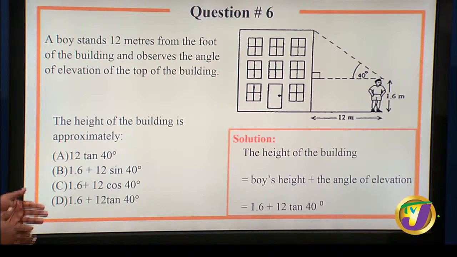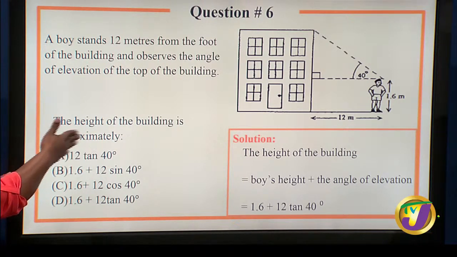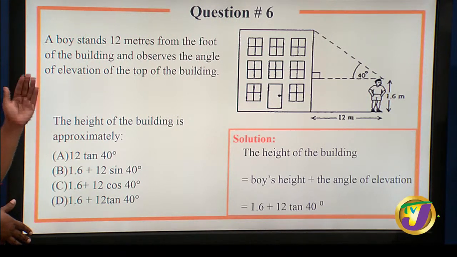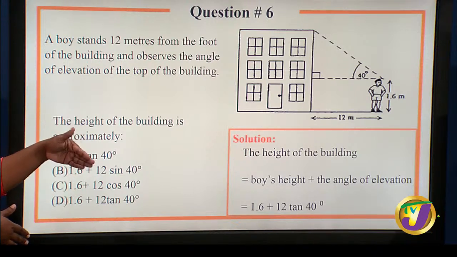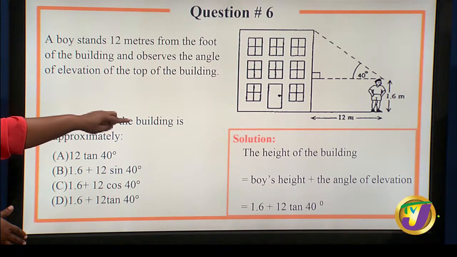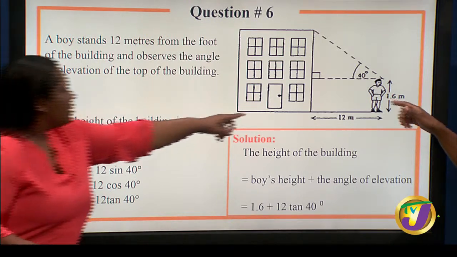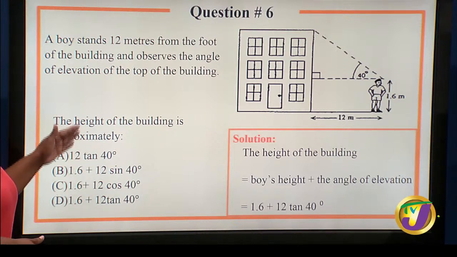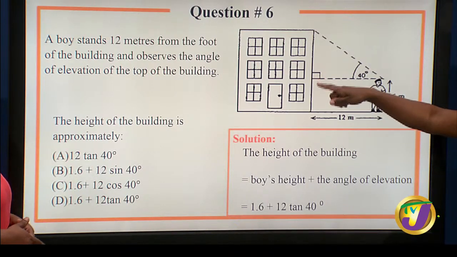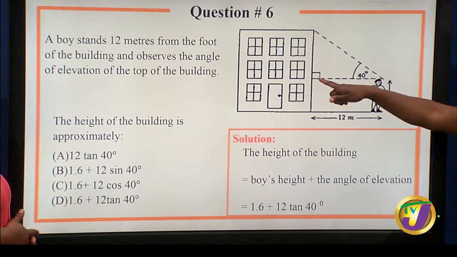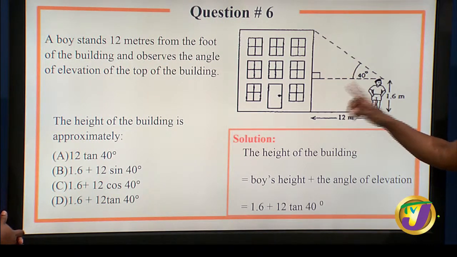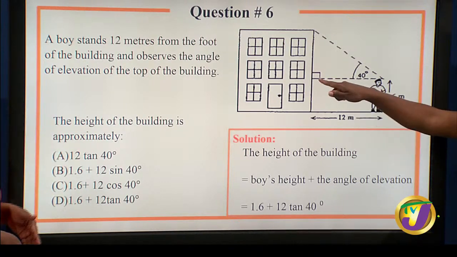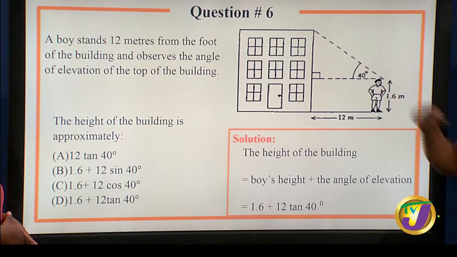So the height of the boy gives a rectangle, where the boy is, that length or distance is equal to this side. So right away we would have known the height from the base to the height of the boy, reflecting here, would be 1.6 meters. So what we need to find now is the distance there that is represented by the angle of elevation.